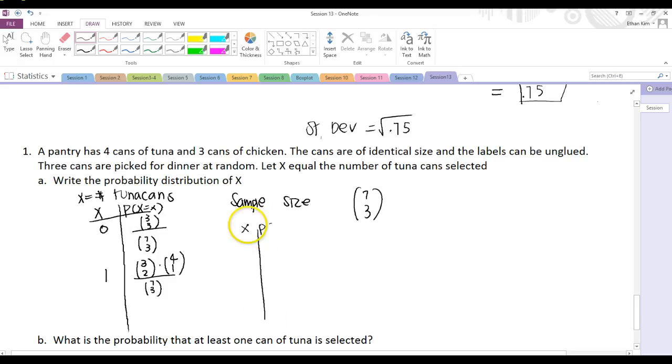And when x equals 2, this is x, and this is p of x equals little x. Again, sample size stays the same. So we're going to have 1 chicken and 2 tuna. So out of 3, we're going to choose 1 chicken, and out of 4, we're going to choose 2. So this is the case for 2. And lastly, for 3 tuna cans, we're going to choose 3 out of 4 tuna. Okay?